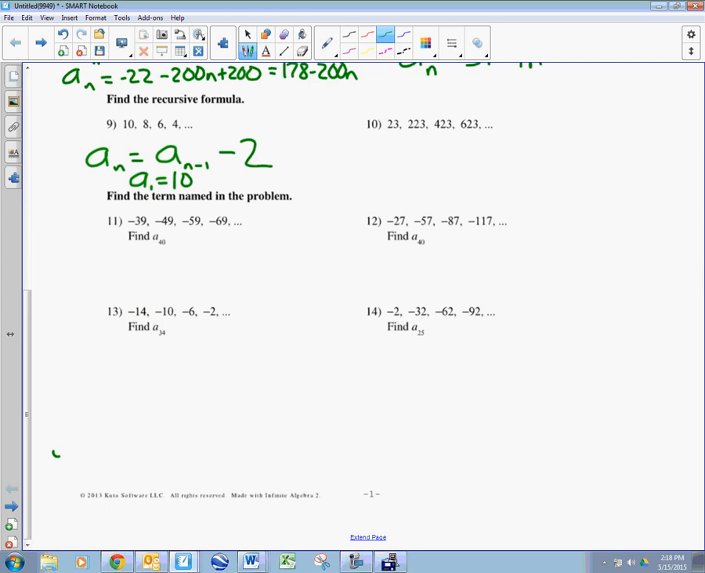Quick, do 10. This whole thing is your answer. Yep, you need to write the formula, and then you also need to write a sub 1 is 10, your first term. Yes.